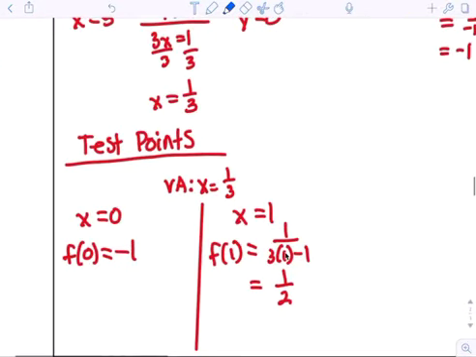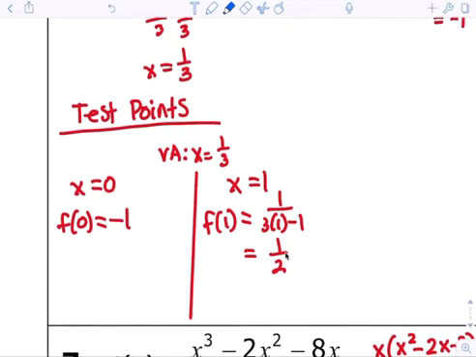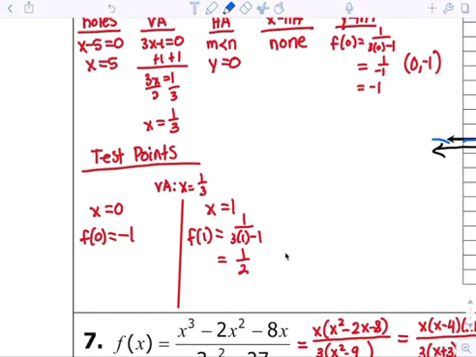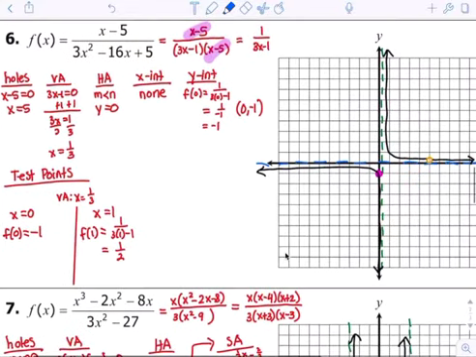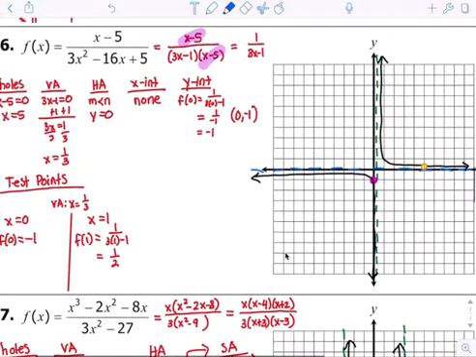Now for test points, right? Remember, a test point is to the left of the vertical asymptote and to the right. X equals 0, 0 comma negative 1. We did that right there. So I know in the 0 comma negative 1 region, which is this one, my graph is going to reside in that location. And for x is equal to 1, we get 1/2. So I know 1 comma 1/2 is in this region, which is why I know to graph something there.